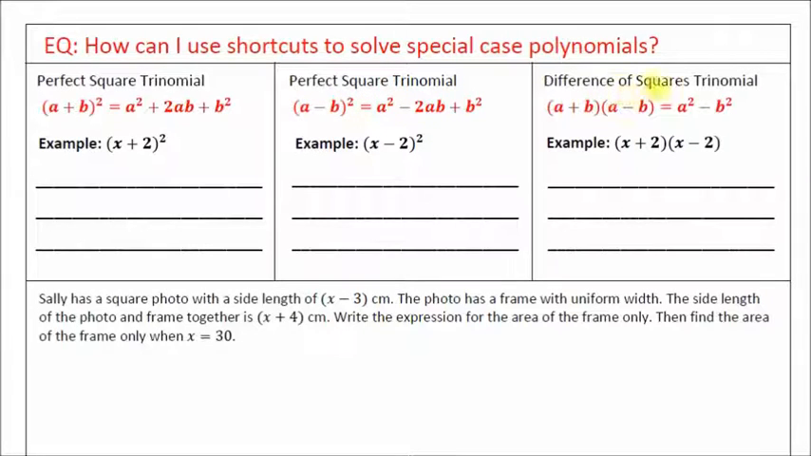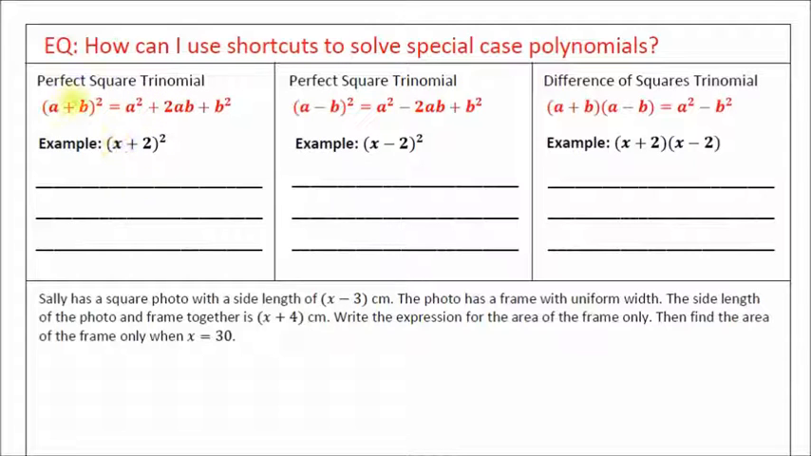And then this one is called the difference of squares trinomial. In this case, we have two terms that are added together in the first binomial and then subtracted from each other in the second binomial. And in each of these cases, there is a shortcut that you can use to go ahead and multiply these out. And the shortcut is actually this form right here.